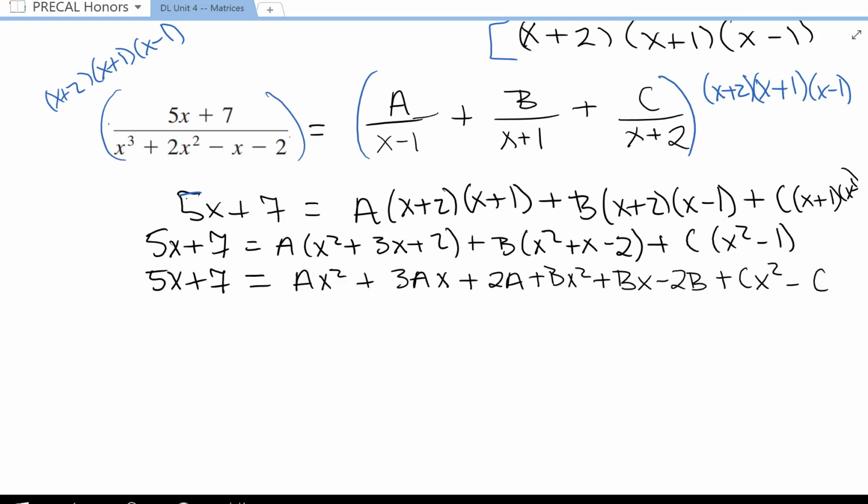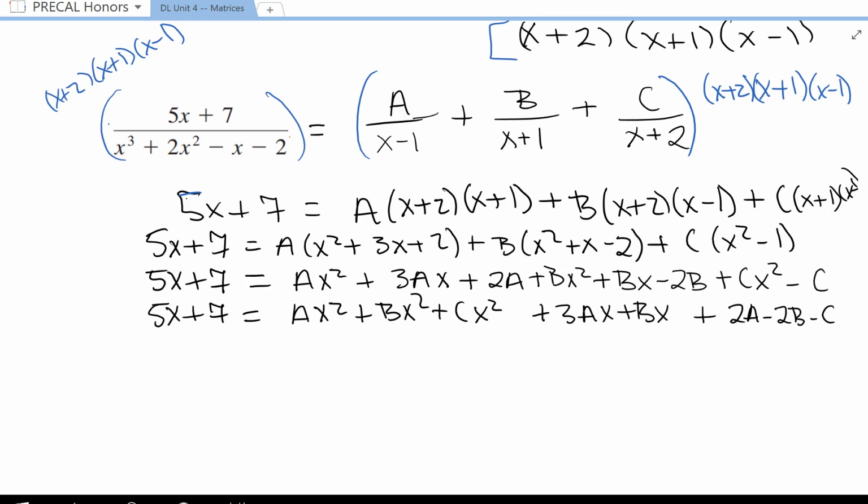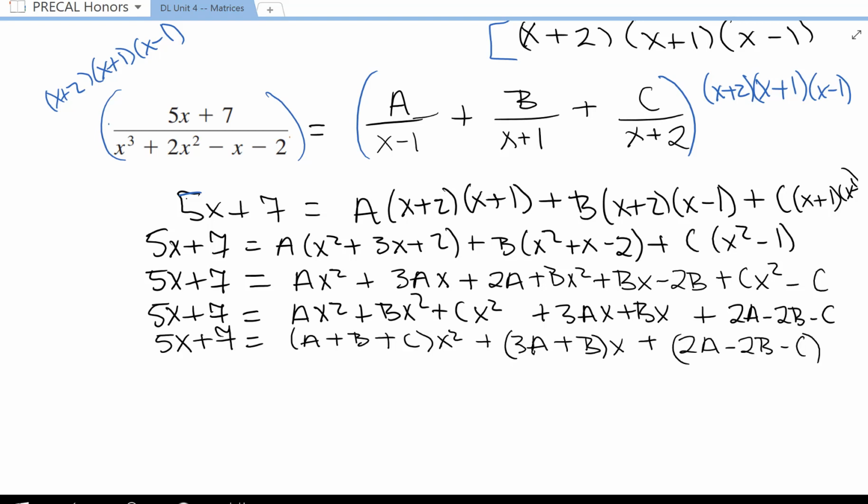Now that I've distributed, I'm going to group the x squareds, group the x's, and group the constants. Anything that does not have a variable on it, so that I can get it into descending order. Okay, now that we have these grouped, let's go ahead and factor out the x squared and factor out the x. So I wrote the a, b, c in front of the x squared because a plus b plus c, these are all numbers, just constants, okay? So I wrote them in front.